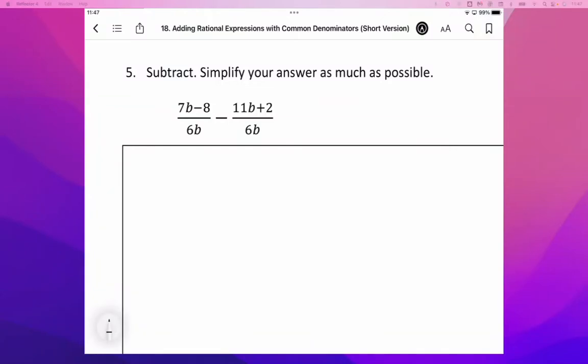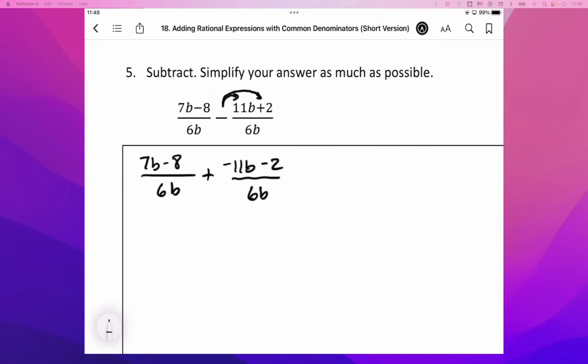Okay, back with number 5, and we have another pesky negative sign that needs to be distributed. So those will be really tricky. Be very careful with those. And so we will have 7b minus 8 over 6b plus, because we're distributing that negative sign, we're going to be adding now. It's a negative 11b minus 2, and then that's over 6b.